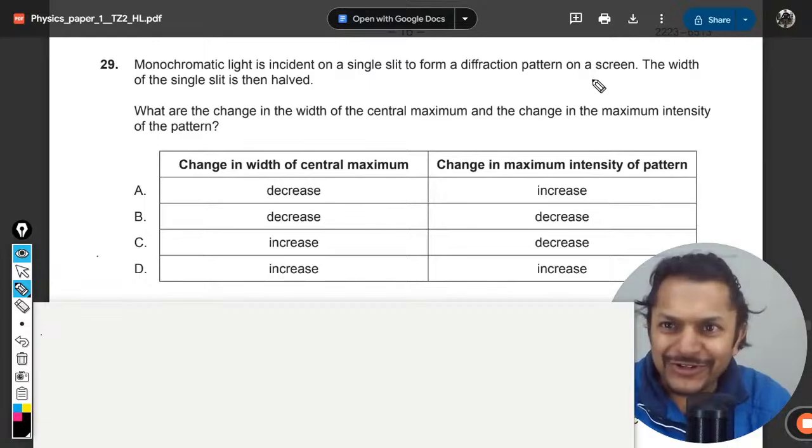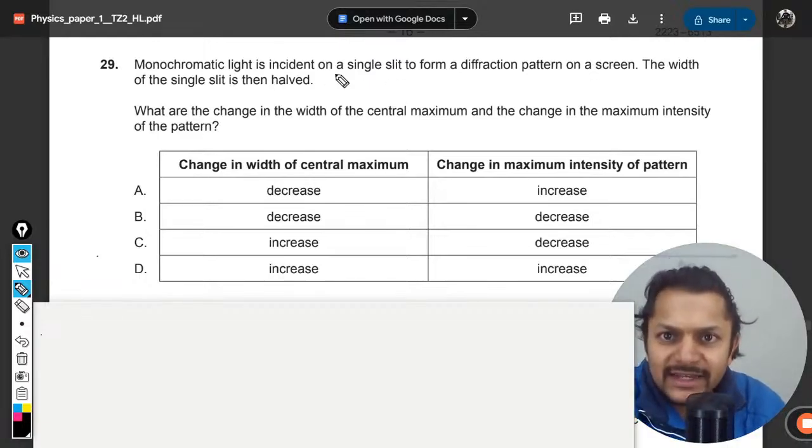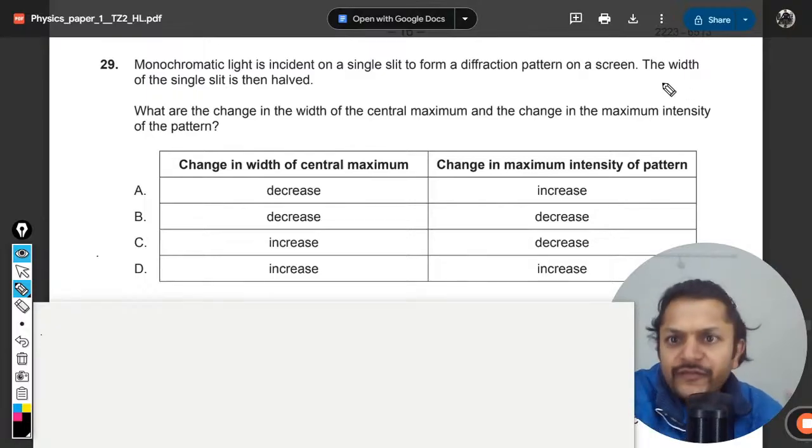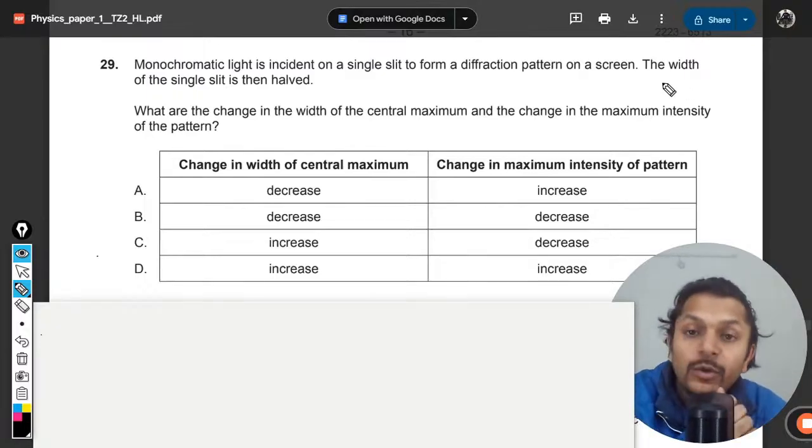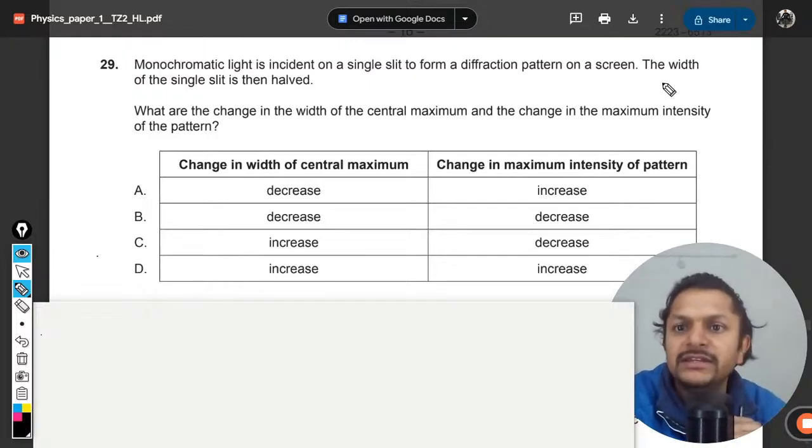Okay, dear student, let us see what is there in this question. Monochromatic light is incident on a single slit to form a diffraction pattern on a screen. The width of the single slit is then halved. What are the changes in the width of the central maxima and the change in the maximum intensity?